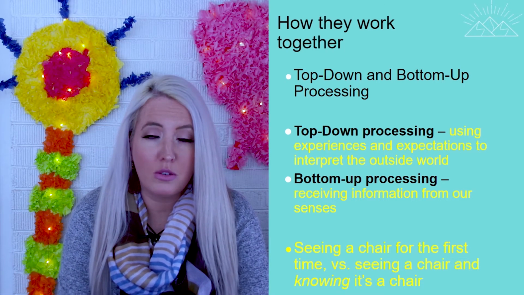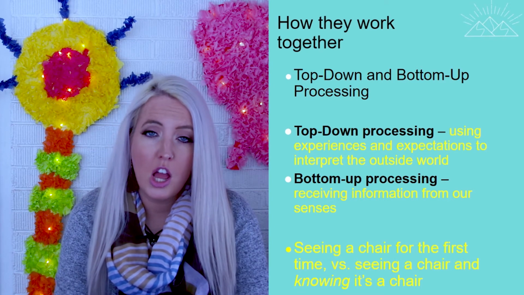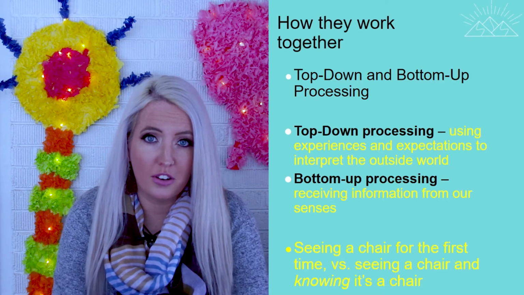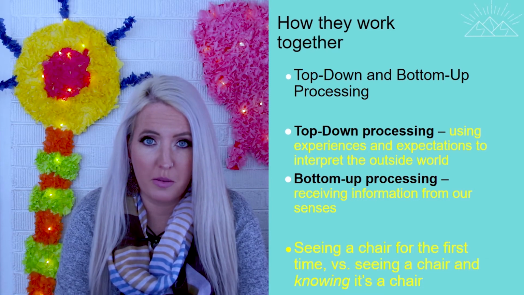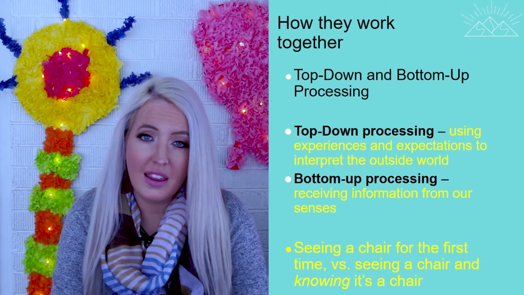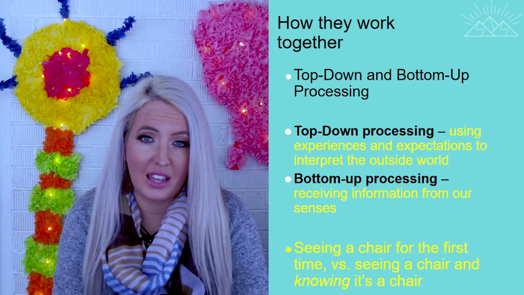Now, every time you see a chair, whether it's the same one or a different one, you can now use your past experiences and your expectations of what chairs look like to be able to identify the chairs that are in your environment. So you don't have to rebuild that understanding every time. Now you can use top-down processing to be able to identify it quickly and easily.